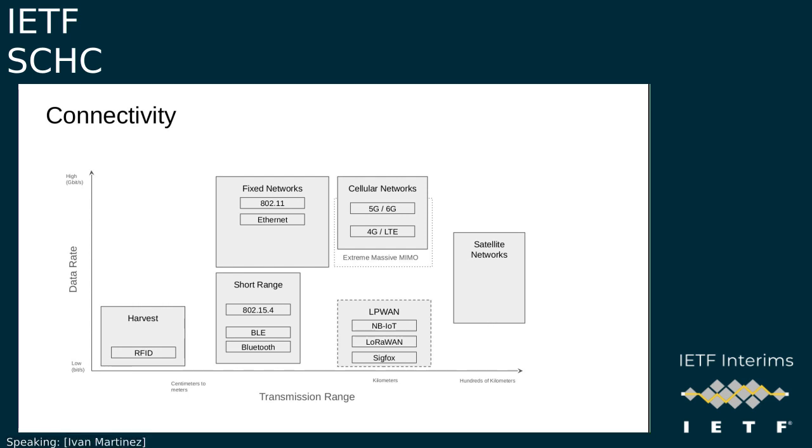We had the draft on SCHC for NB-IoT. Maybe we will have something else in the future for extreme massive MIMO, for example, for 6G or for 5G with RedCap. Then we also have some short range like 15.4, Bluetooth, BLE, etc. And then maybe Sergio will have something on satellite networks. So this is to say that we have several use cases where we can apply SCHC.